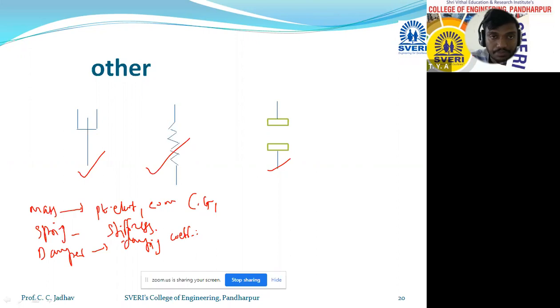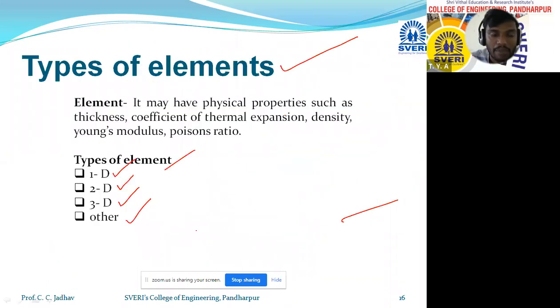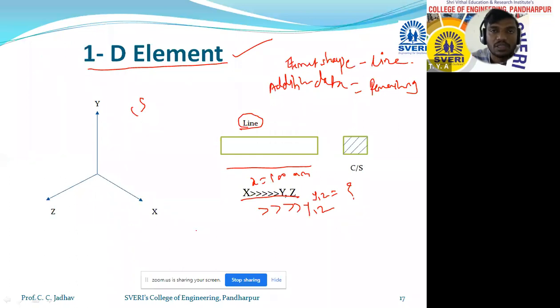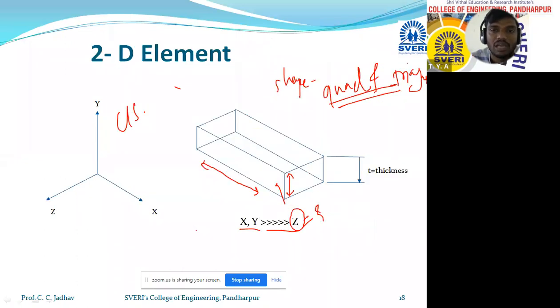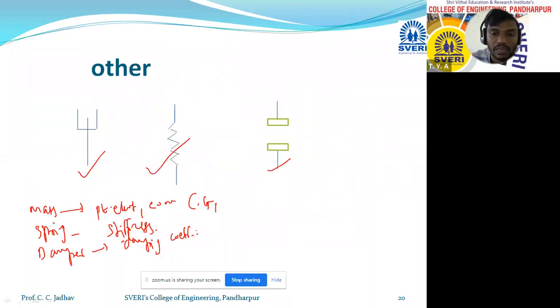Okay, so this is the second point, the types of elements: majorly three types, and the last one is for our purpose, to understand how to deal with mass, damper, and spring. For that purpose, we are considering the type of element as other. So one-dimensional requires two additional data. Two-dimensional requires only one. Three-dimensional requires not a single additional data. Okay, these are the types of elements.